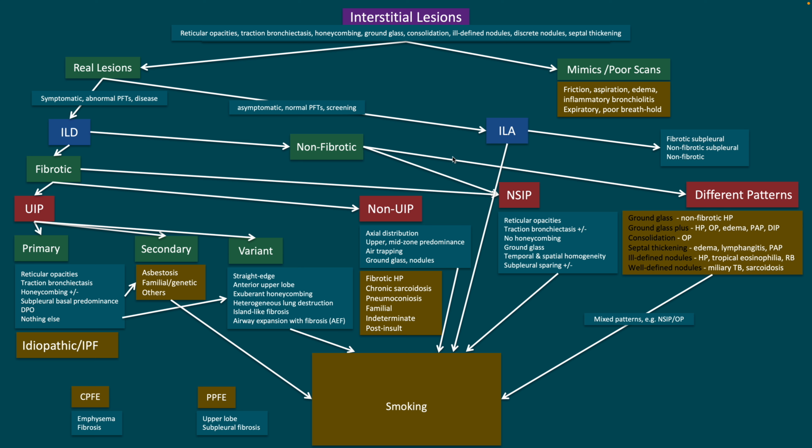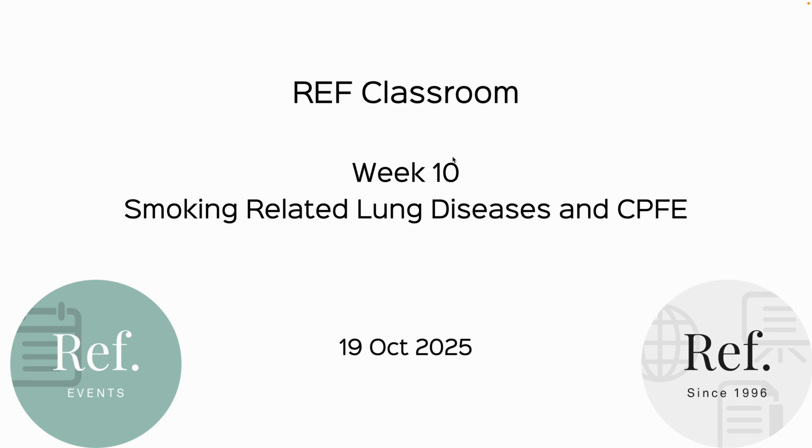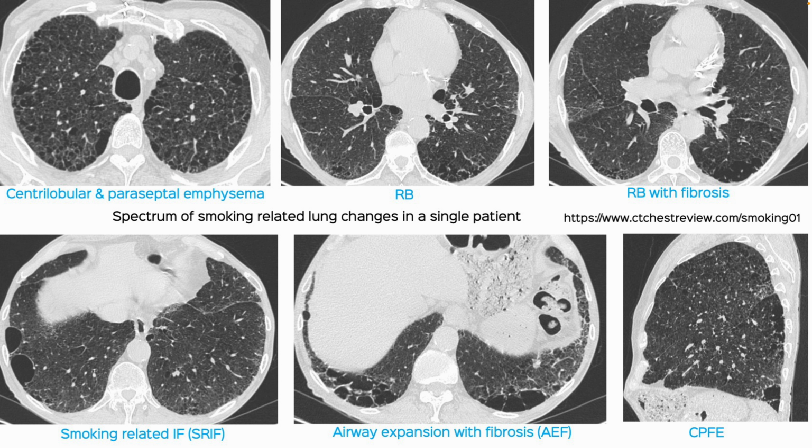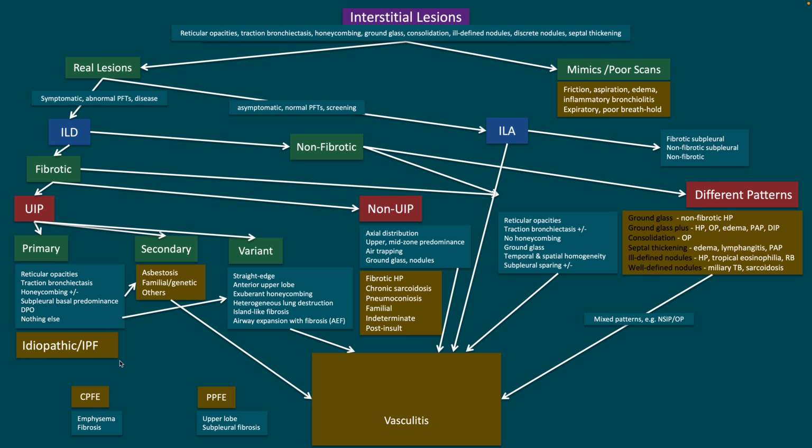Smoking also impacts different parts of the lungs and has different manifestations, from a simple respiratory bronchiolitis to a UIP. And so week 10 will be smoking related diseases, and I will add CPFE here, which we've just added out here. And we will look at all of these conditions. They were all seen in a single patient, but we'll examine each one of these one after the other.